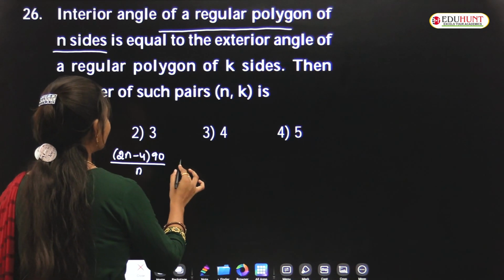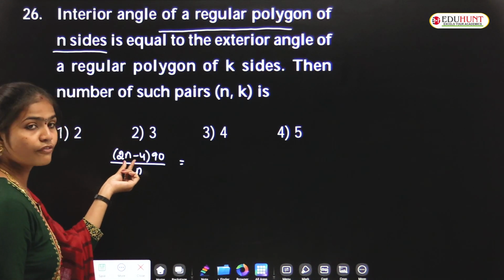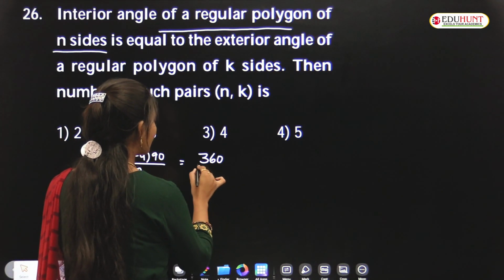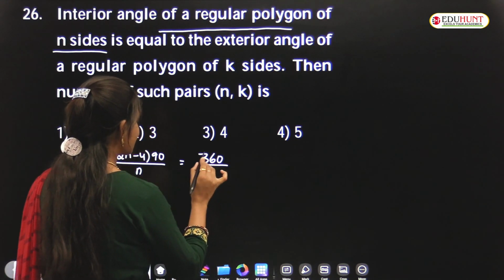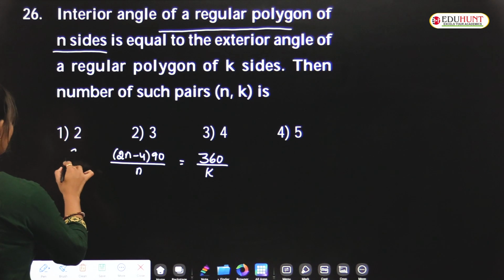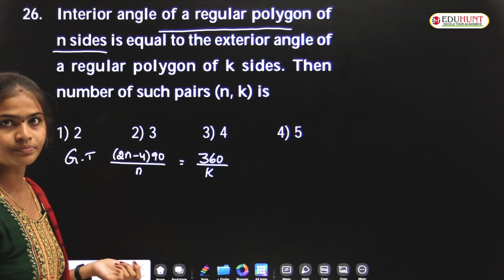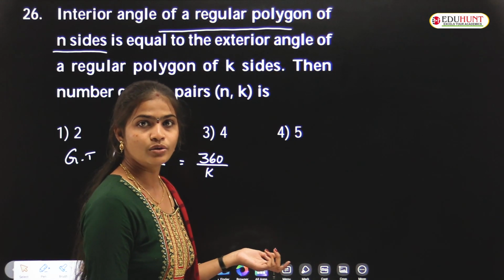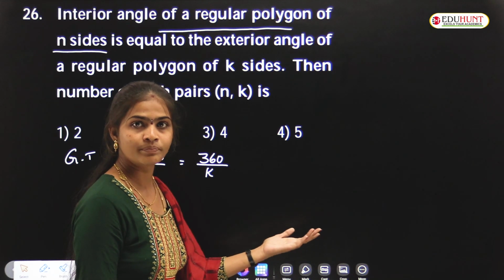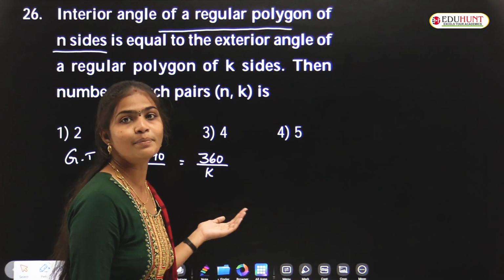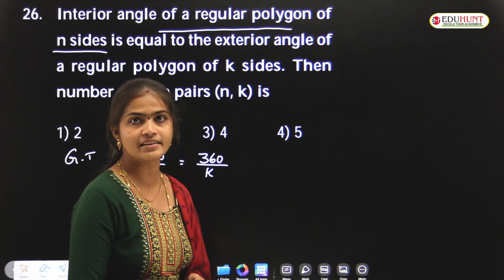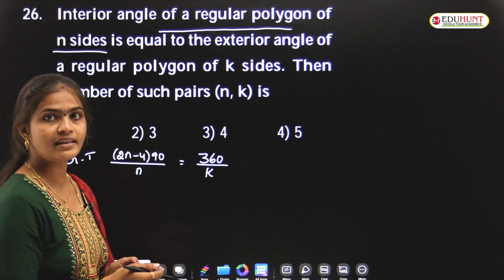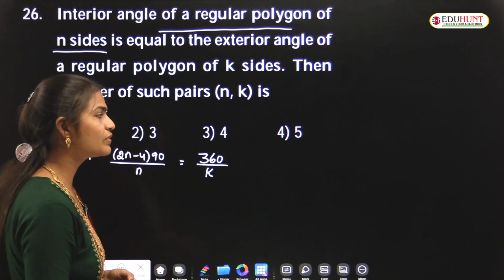Each interior angle of a regular polygon with n sides is equal to each exterior angle of a regular polygon with k sides. According to the question, this is the given condition. When these two become equal, we have to check what the value of n is and what the value of k is. In which cases is it possible? How many such pairs are there? Before that, it is easy to first find how many pairs there are. First, it is better to check the factors of 360.